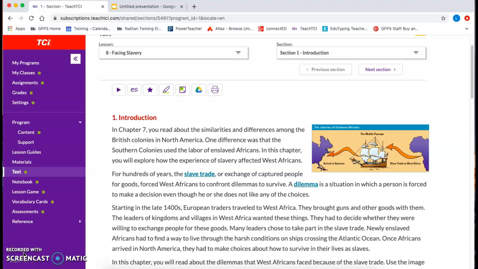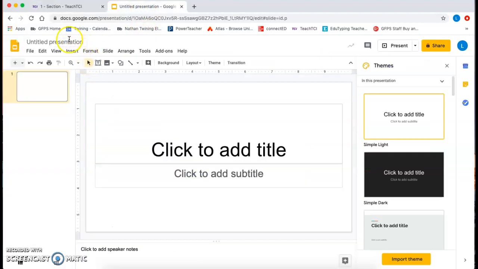Hey, fifth grade, we're going to take a look at our project for social studies for chapter 8. What we're going to do is make a Google Slides to go over what we learned in chapter 8. To start, we need to go to a blank Google Slides.